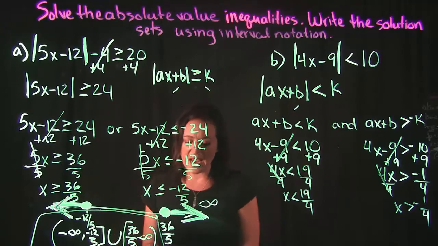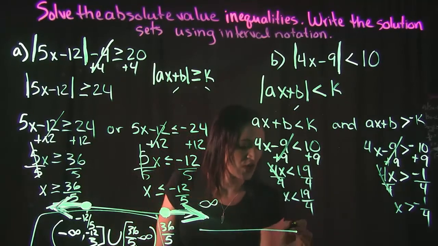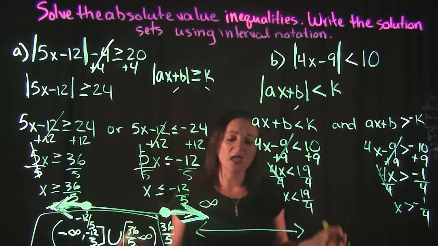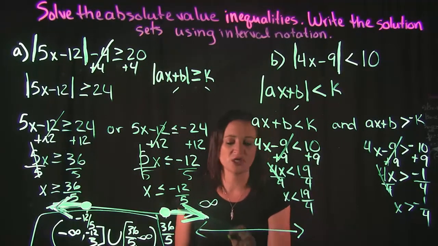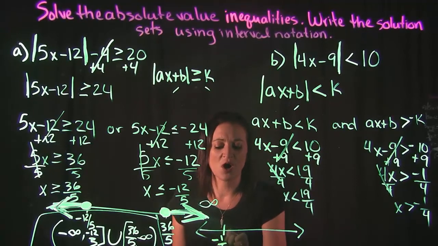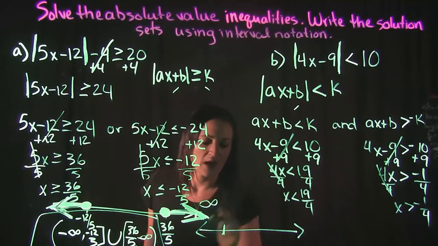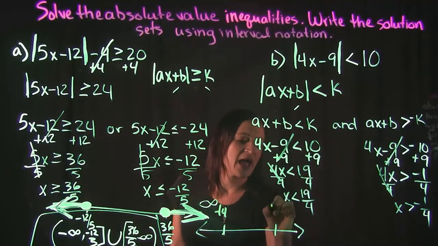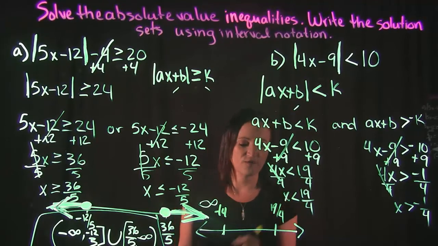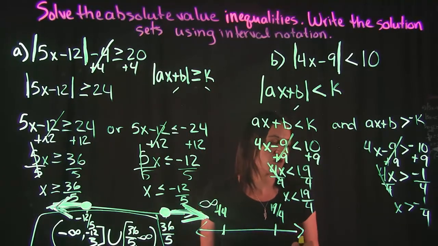So we need a number line for this one. Let me do the number line right over here. Again, the first thing on our number line, this is just going to help us write our interval notation. Our two solutions are negative 1/4, and then we also have 19 fourths. So negative 1/4 and 19 fourths.